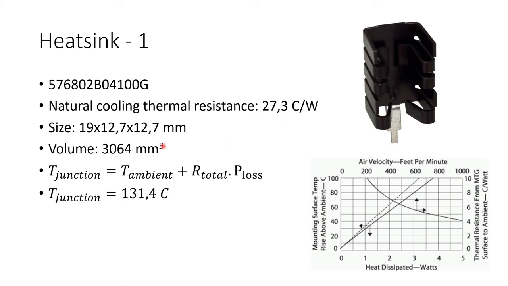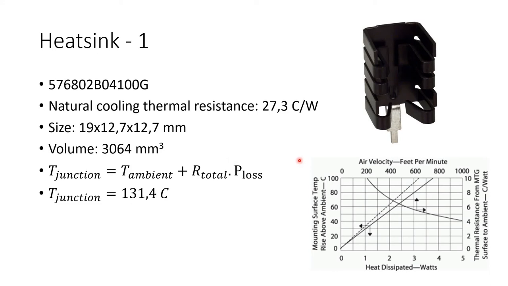It has a relatively small size and volume. When we use this thermal resistance to calculate the junction temperature, we find that the junction temperature will be around 130 Celsius if we use this heatsink, which is above our set limit, which was 100 Celsius.